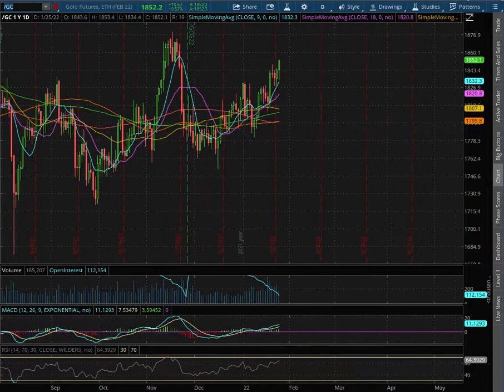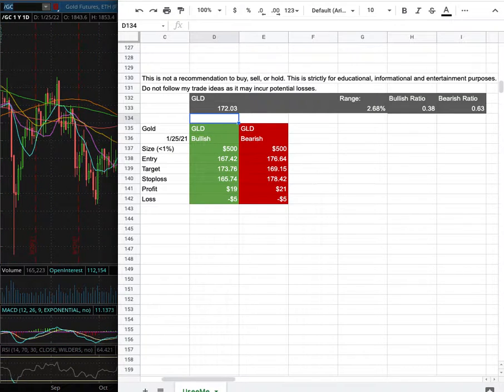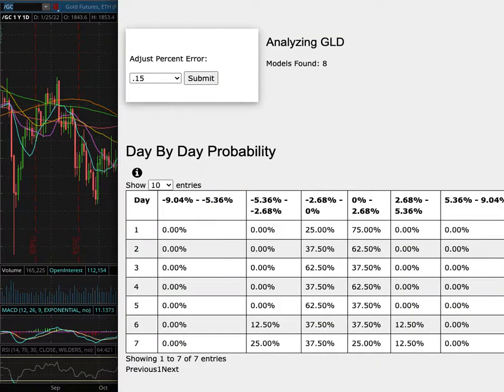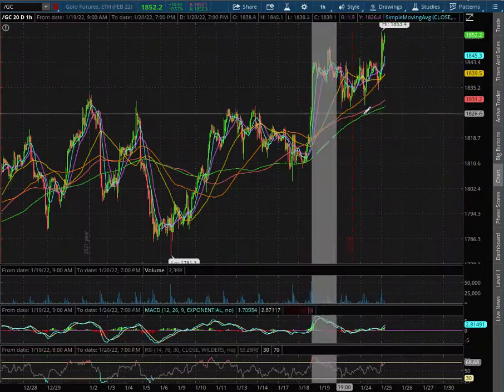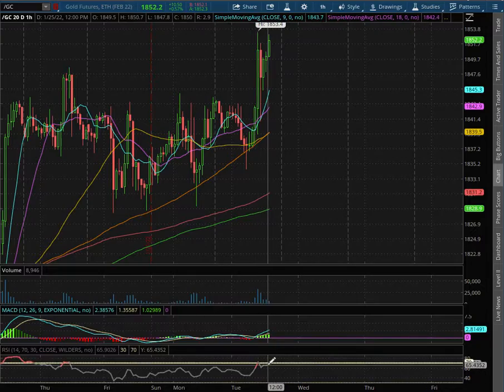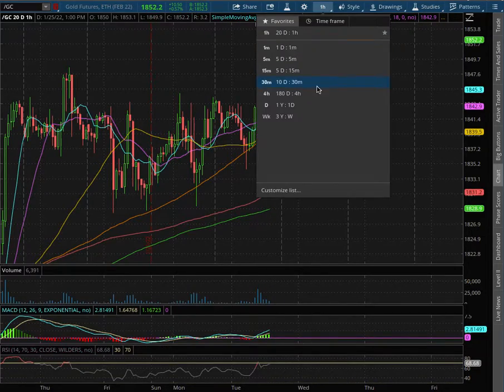Gold futures. In this video, we'll be going over my trade idea of the week and the day-by-day probability model. So let's start off with the technical analysis on the weekly chart. We are in positive MACD. We're approaching overbought levels with the RSI.